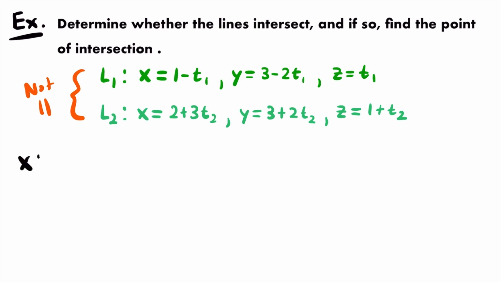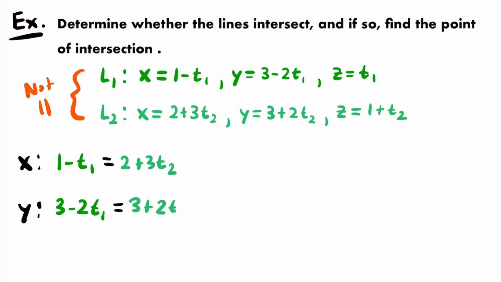I'll start with the x equations. We're going to have 1 minus t1 is equal to 2 plus 3 t2. We made that equation by setting this equal to this. Now let's work on our y equation. We'll have 3 minus 2 times t1, and that will be equal to 3 plus 2 times t2. We set this expression equal to this expression. And then finally, our z equation, we will have t1 equal to 1 plus t2. And so I'll write that down. We have t1 equal to 1 plus t2.